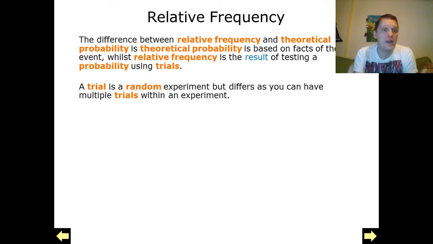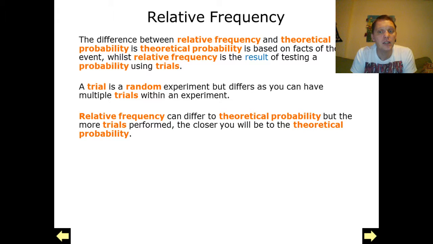So we are basing all this on trials, and a trial is just a random experiment, but we could have multiple trials whenever we're dealing with an experiment. The theory behind it is that the more relative frequency trials that we perform, the closer that relative frequency will actually get to the theoretical probability. So the more that we do this, the closer that number should get to the theoretical probability.